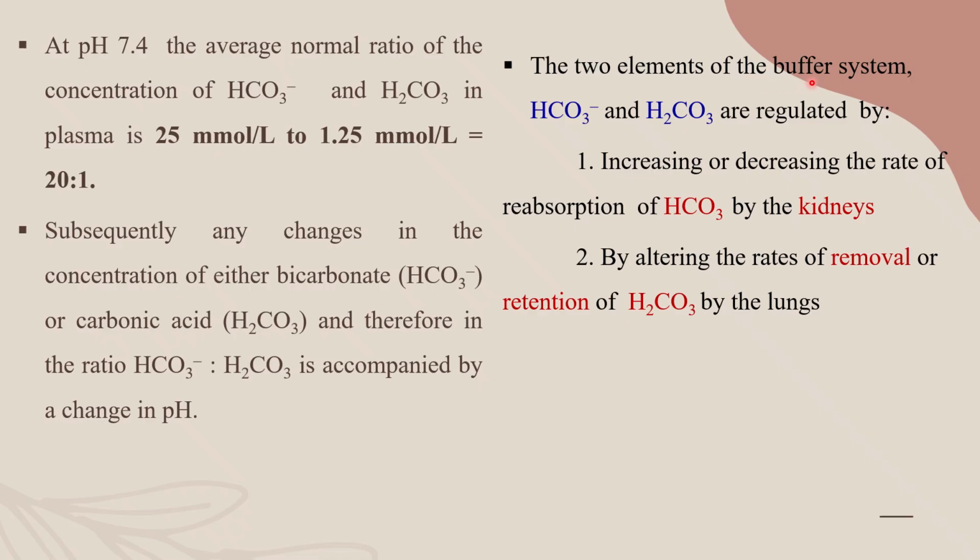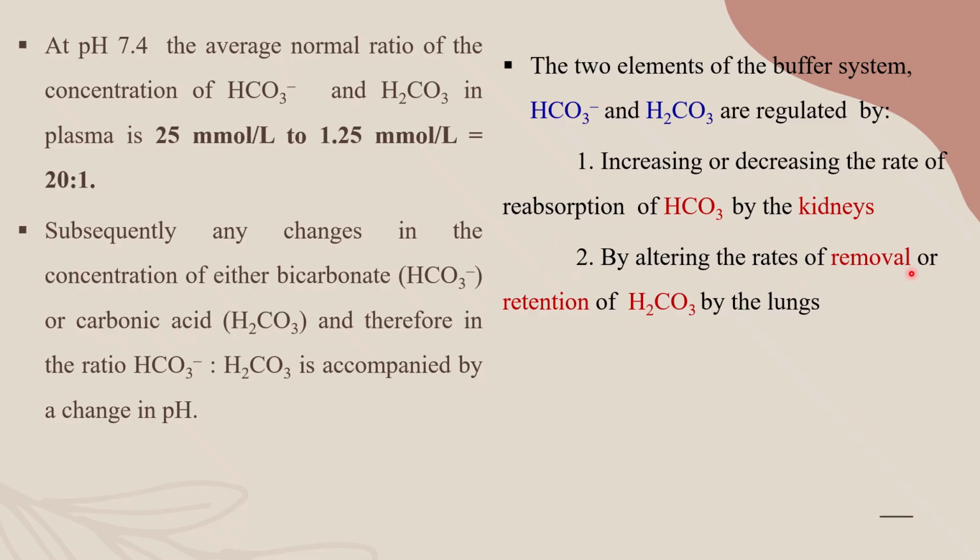So the two elements of the buffer system, the bicarbonate, which is the conjugate base of carbonic acid, and the carbonic acid, are regulated by increasing or decreasing the rate of reabsorption of bicarbonate by the kidneys. If there is an excess of bicarbonate, it has to be removed, washed out through the kidneys. Or if there is a deficiency of bicarbonate, alkali has to be conserved, so it is reabsorbed by the tubules of the kidneys.